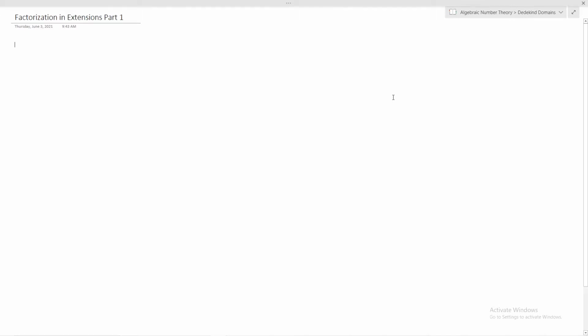Okay, hi everyone. So it's going to be lecture 32. This is, I guess, a slight change in the path from talking about class groups. We'll return to that shortly, but I want to talk a little bit about how ideals factor in extensions. So basically, what do I mean by this?